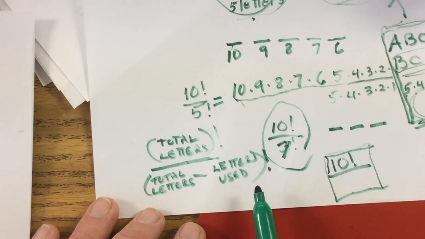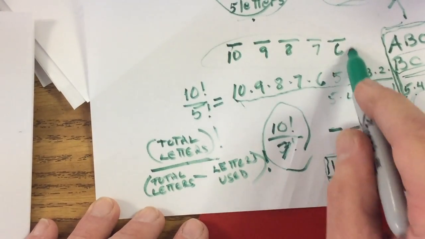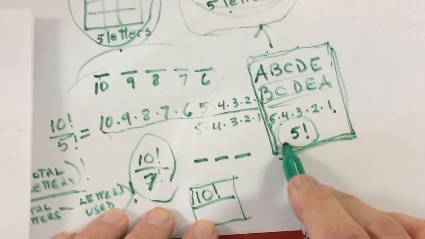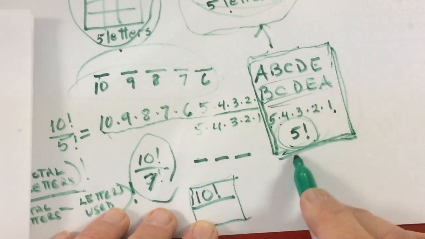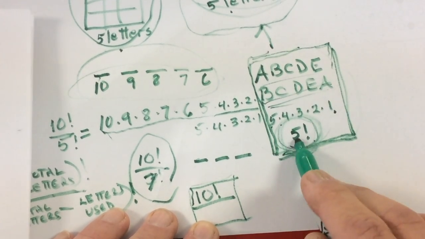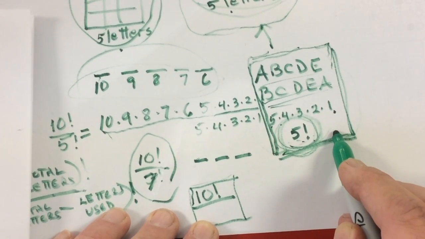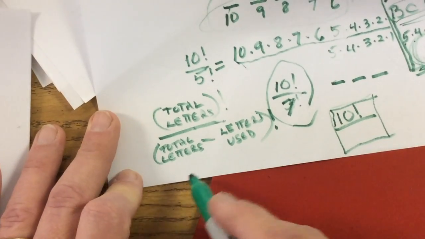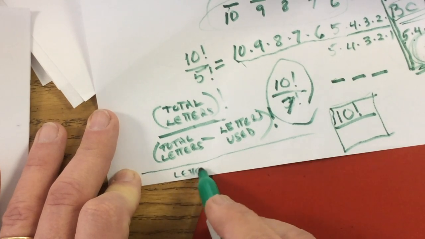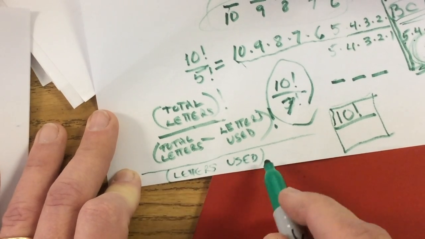Okay. But that's going to give me my answer for when order matters, right? When it matters what order. If I'm doing something where order doesn't matter, then I have overcounted by however many number of letters I've used factorial. So I got to take this number and divide it by how many letters used factorial.